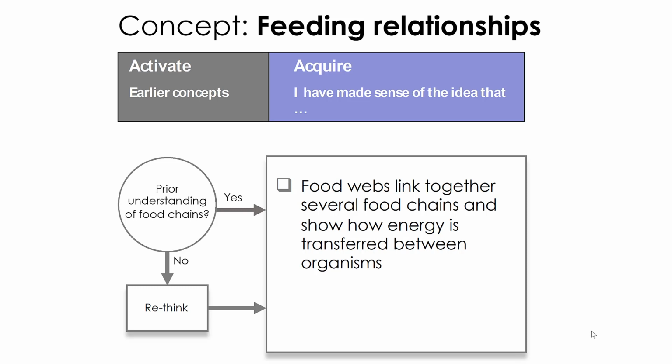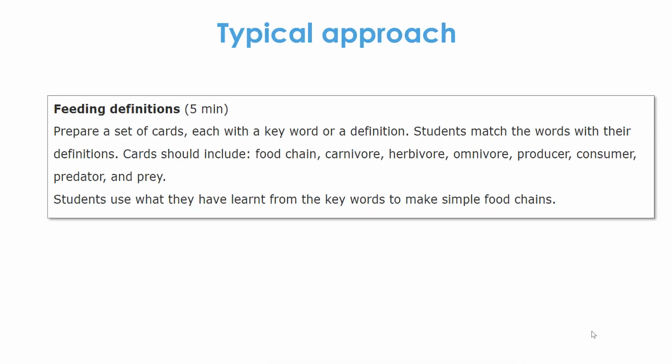Students are also likely to have knowledge of their own about what eats what from informal learning, and it's important to activate this too. This is an example of a typical approach to checking on prior knowledge taken from a publisher's scheme. Take a minute to read the instructions.